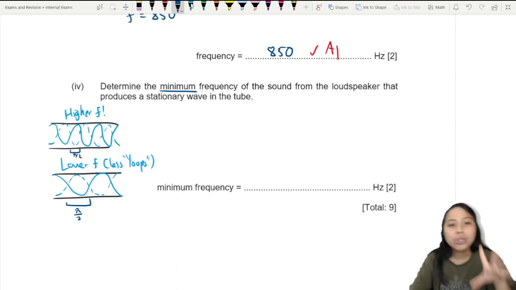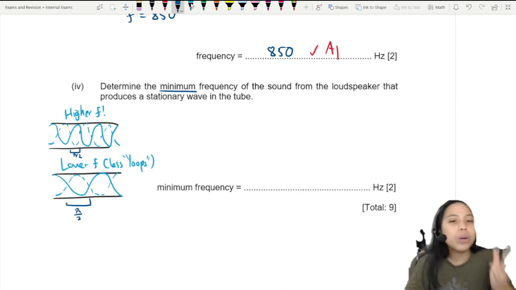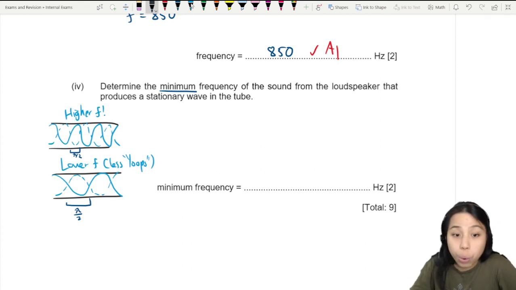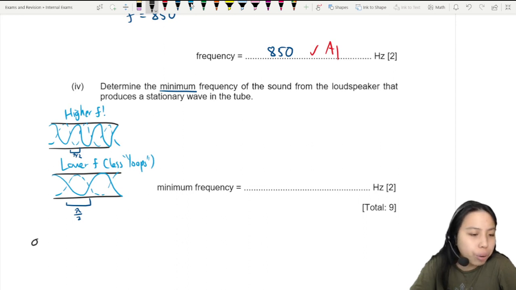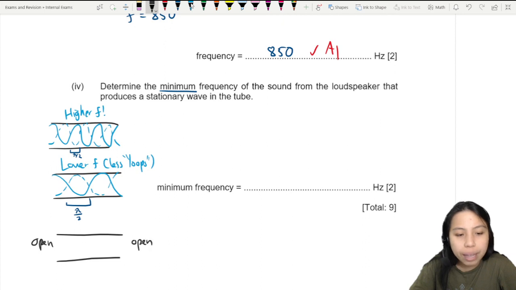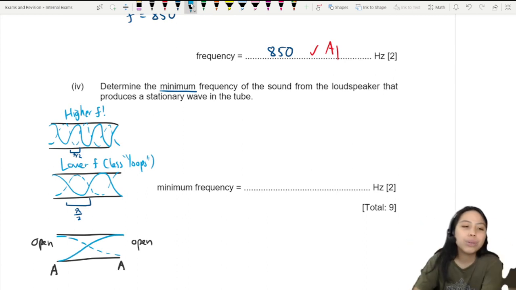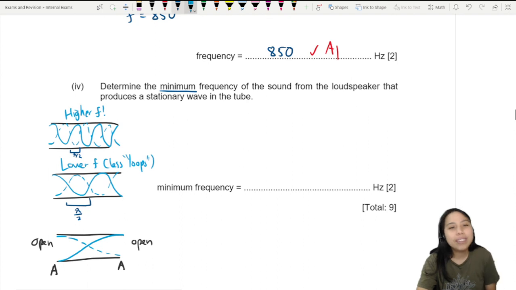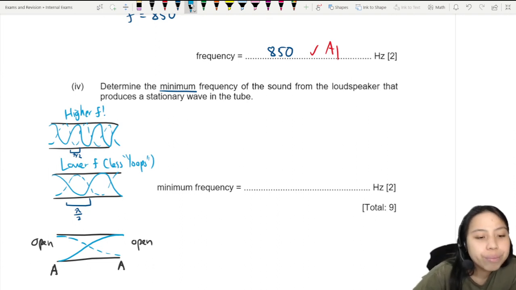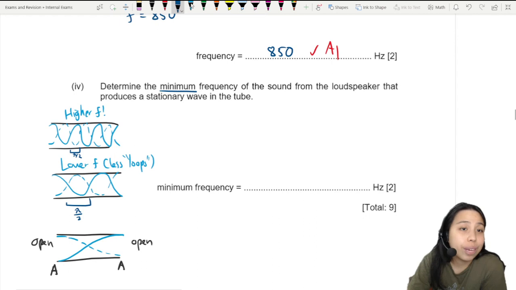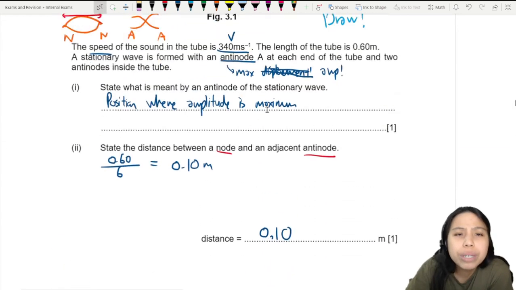Lambda over 2. So for the minimum, the absolute lowest, you need to know that for an open tube, one end is open and the other end is open, which means both ends must be an antinode and an antinode. So it's just like this and like this. That's how a sound wave graph would look if you were to draw that. Okay, so that's a really long wavelength. Okay, what was the length of the tube?